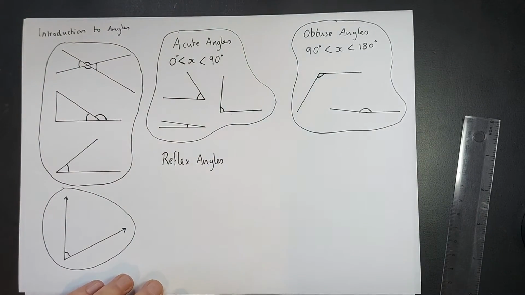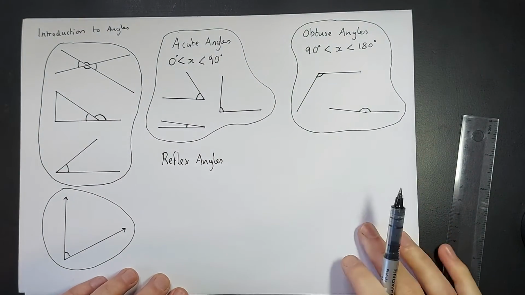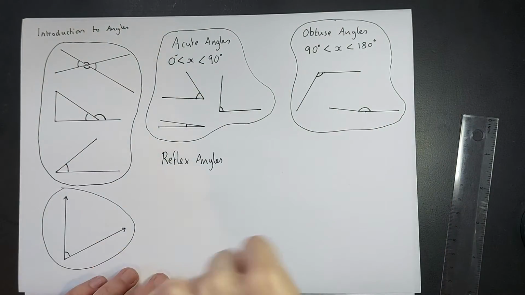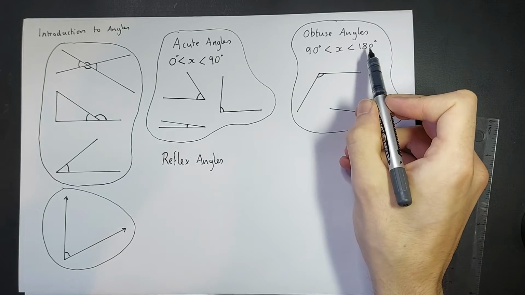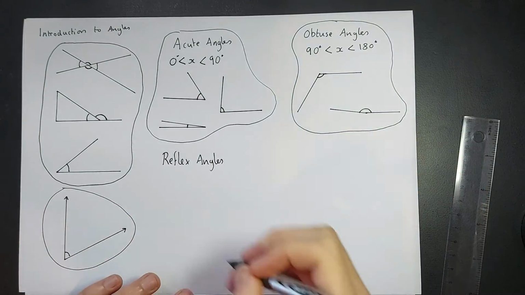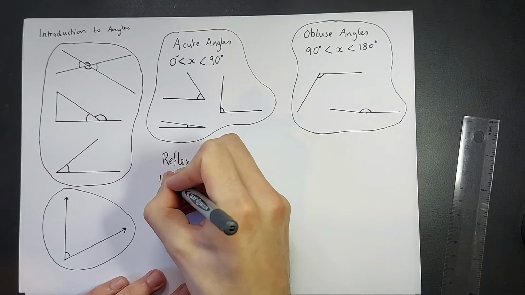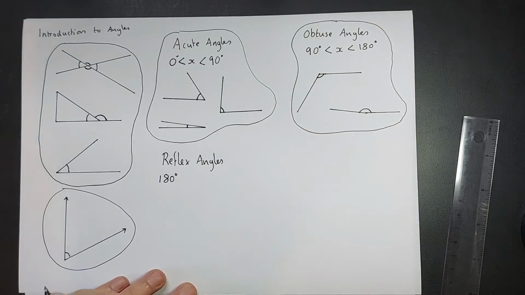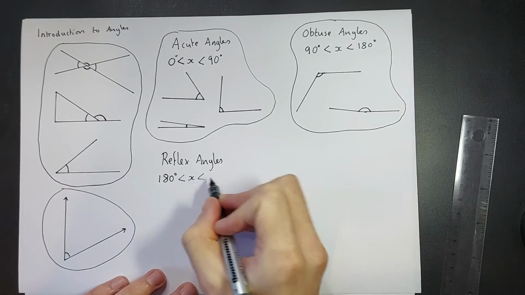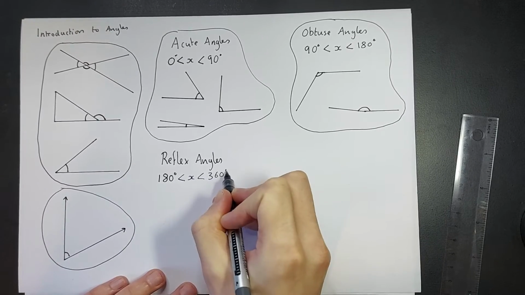Okay, reflex angles make up the rest of the circle. If you're thinking of the rotation as looking around a circle, then a reflex angle would be from 180 right up to 360. So it's going to be greater than 180 degrees, but less than 360.